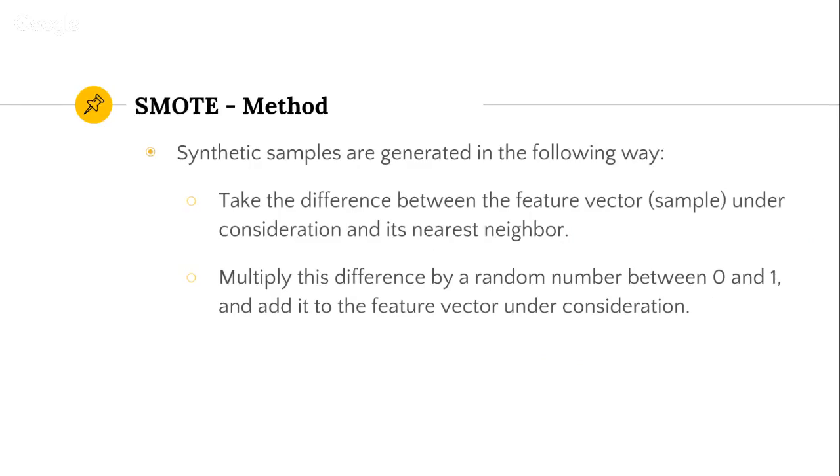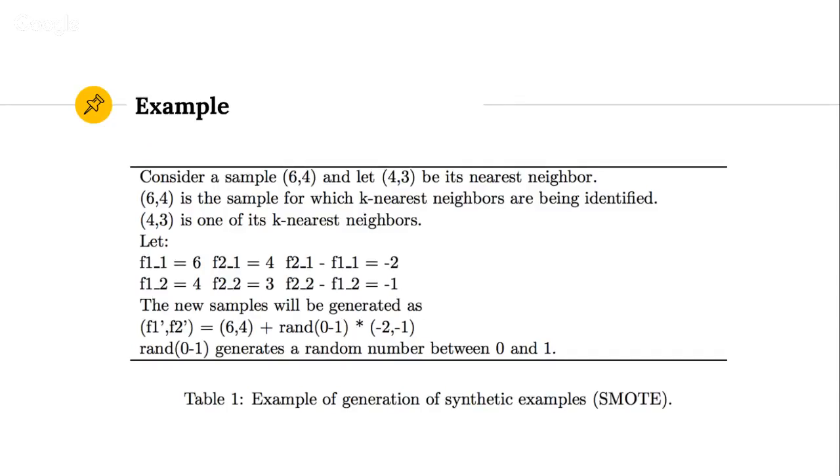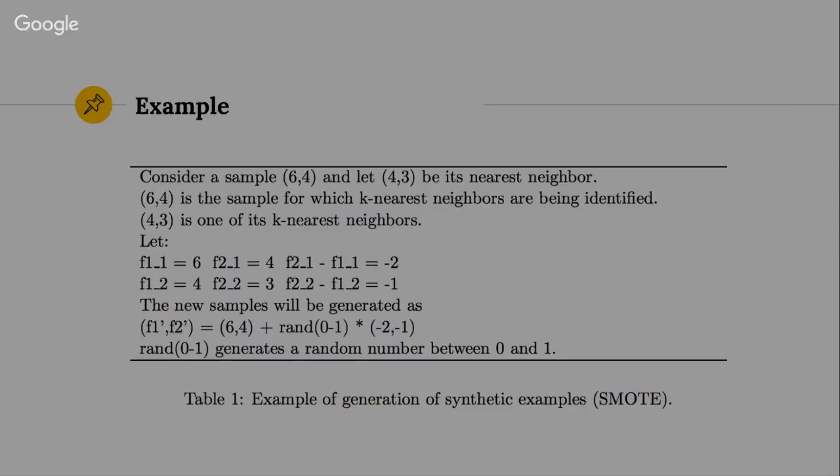So how is it being done? Mathematically, it's taking the difference between the feature vector and the nearest neighbor, then taking a random number between 0 and 1 and adding that scaled difference to the original feature vector. More concretely, we have a sample 6,4, and 4,3 is the nearest neighbor to it. We take the difference for the first feature, 6 and 4, getting -2, and the second feature, 4 and 3, getting -1. This becomes what we add to the original sample, multiplied by a random number between 0 and 1. Good? Thumbs up? So that's that.